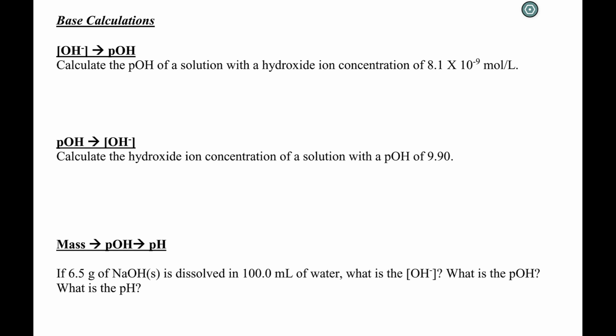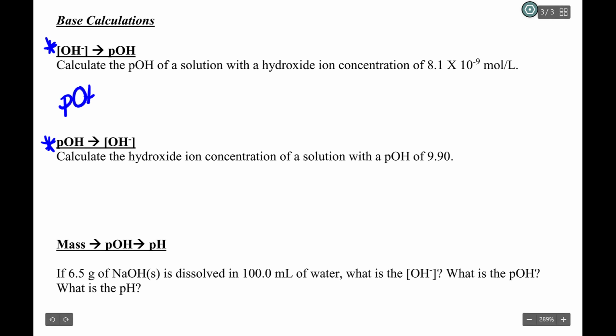Next, we're going to look at base calculations, starting very simple with 1 step, and then we'll move on to 2 step. So we got 2 1-step calculations here, very simple and straightforward. The first one says, calculate the pOH of a solution with a hydroxide ion concentration of 8.1 times 10 to the negative 9 moles per liter.